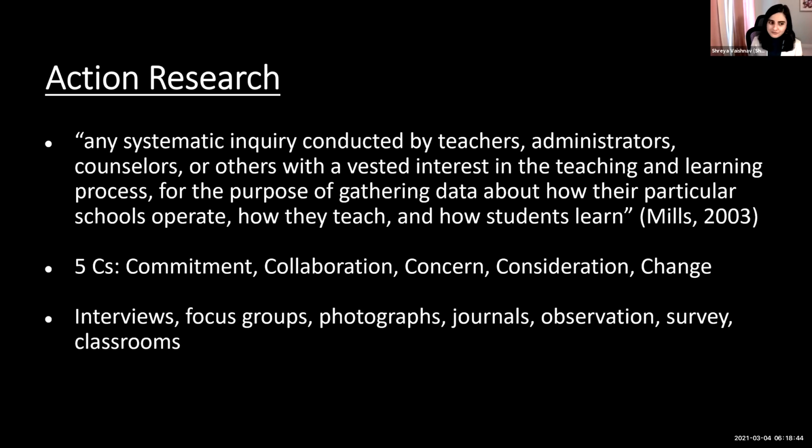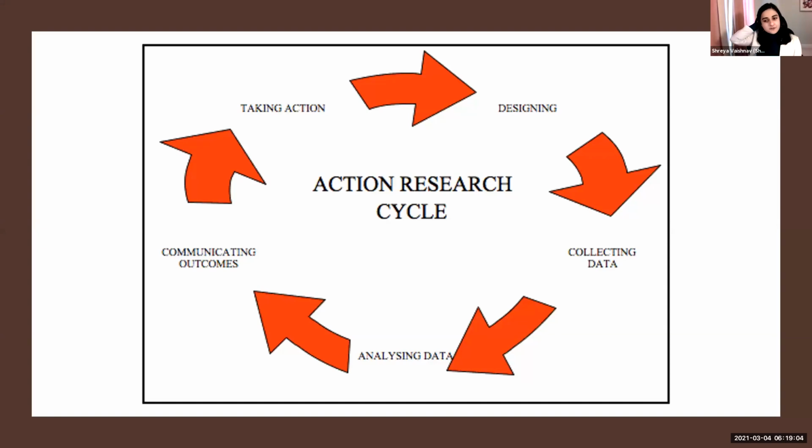And action research can really take place through interviews, focus groups, photographs, right, with photo voice, journaling, observation, survey settings, classroom observations. Those are just a few methods that you could use for action research. So here, the next few slides have a few diagrams of what action research can look like.